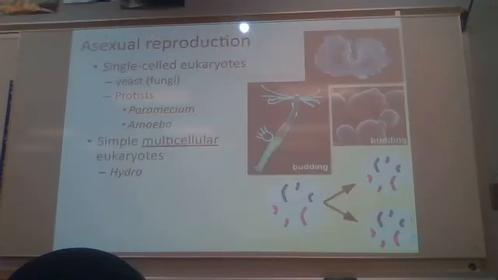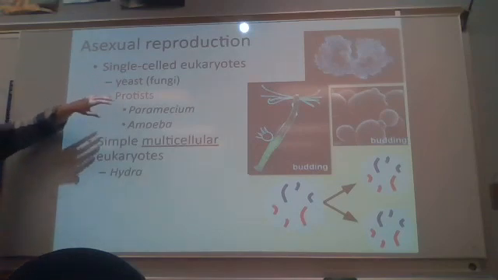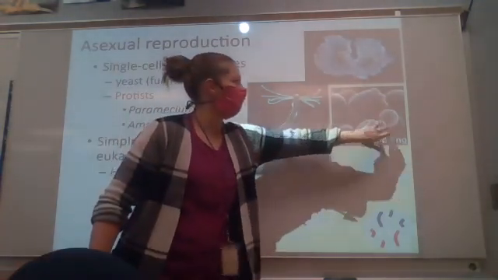So here's some other, this is just kind of a list and some examples. So we have all single-celled eukaryotes are going to reproduce asexually. So yeast, which is a fungus, for example, they just bud off. So here's some yeast budding off.